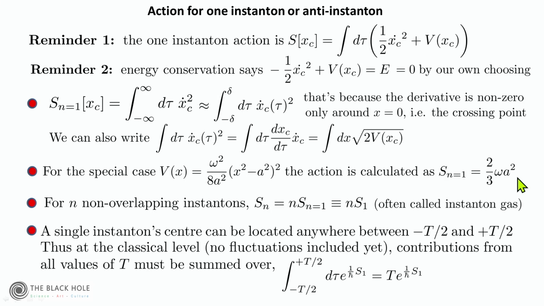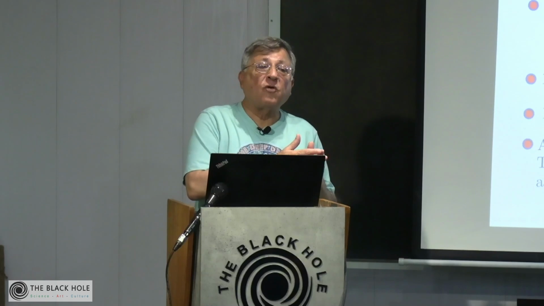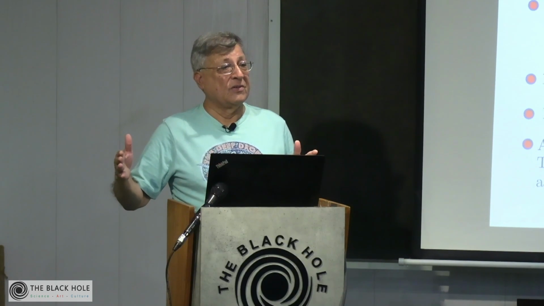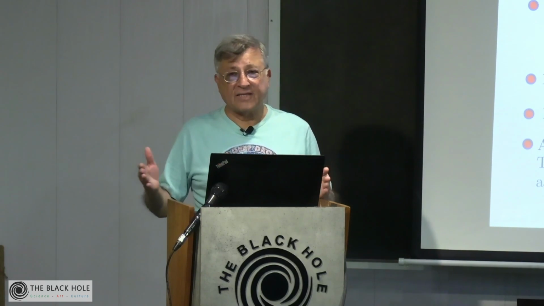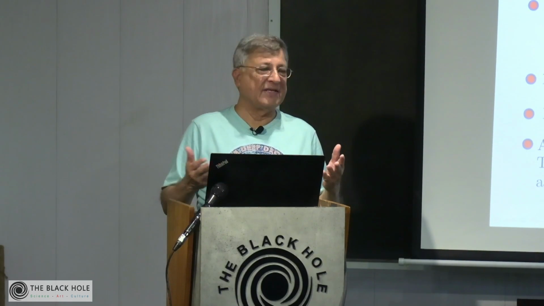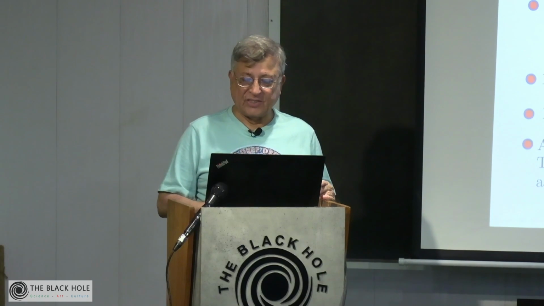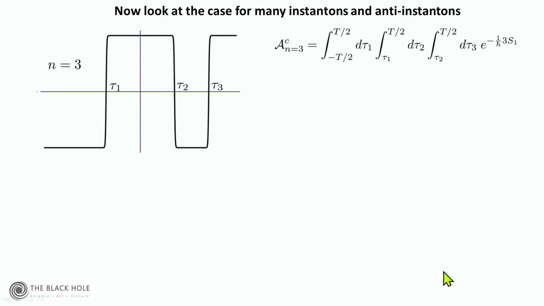Okay, so now the other thing is that this instanton center can be located anywhere between minus t over 2 and plus t over 2. So we must sum over all possible values of the instanton's position. How many are there? An infinite number of them. But another way of saying that is that there are t of them. So this integral over here has to be done, gives you t. Okay, so just one important thing before we conclude this.